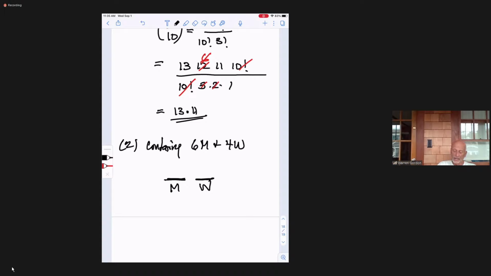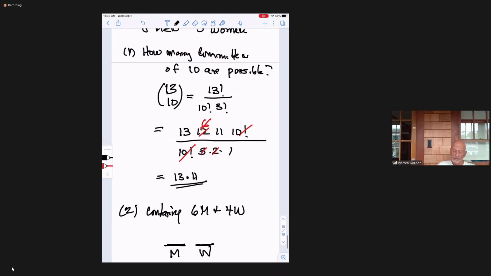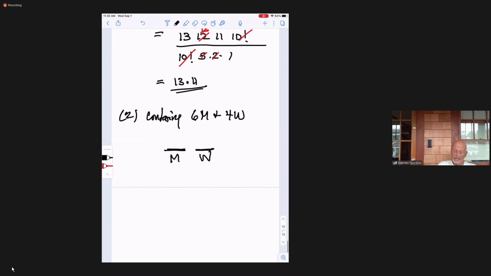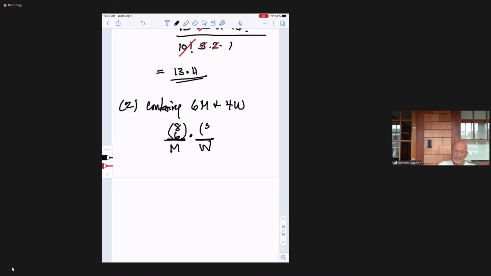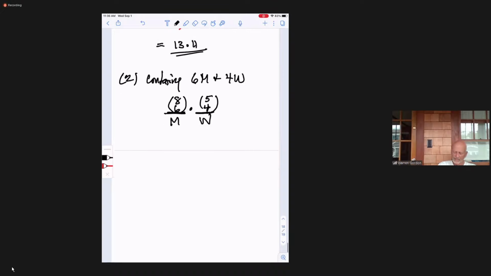Okay, well, how many men do I have? I have 8 men. From the 8 men, I need to choose 6. And how many women? From the 5 women, I have to choose 4. So this would give me 8 factorial over 6 factorial times 2 factorial, times 5 factorial over 4 factorial times 1 factorial.